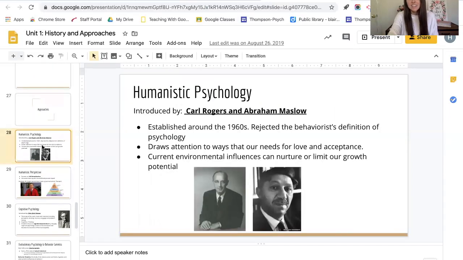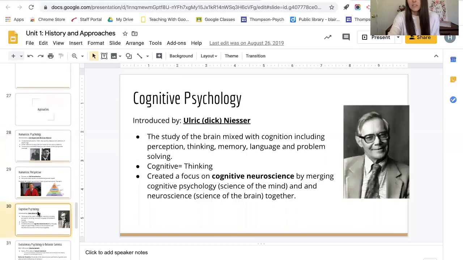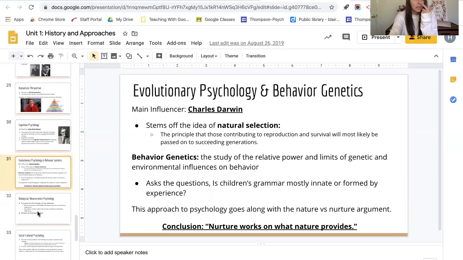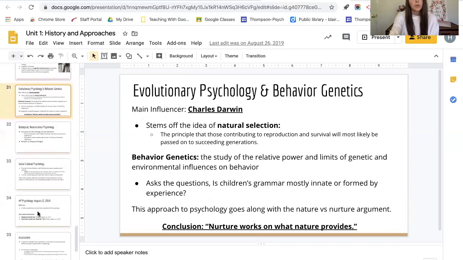Humanistic psychology, you know these guys by now too. Just want to make sure that you go through and remember that all of these are approaches, right? Behaviorism, humanistic, cognitive, all of these are different approaches. And so if you know the basis behind these, then you should be pretty good to go.